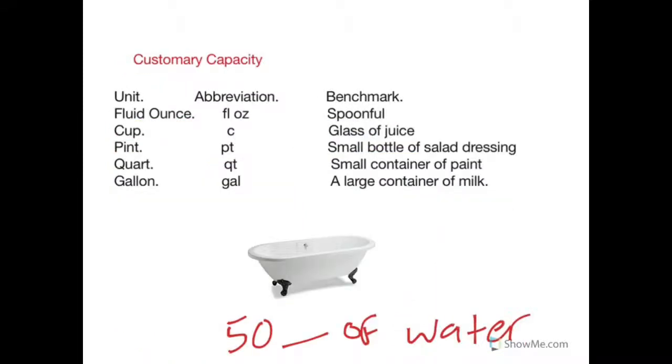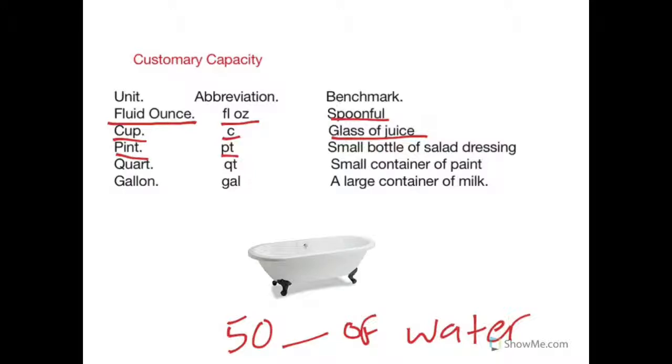Now let's talk about our last unit, which is customary capacity. How much something can hold. Our smallest unit is a fluid ounce, FLOZ. That's about a spoonful. If you're going to drink an ounce of medicine, you'd have a spoonful of medicine. A cup is next, lowercase c. Think about a glass of juice. If you fill up a glass of juice and drink that, you're drinking about a cup of juice.